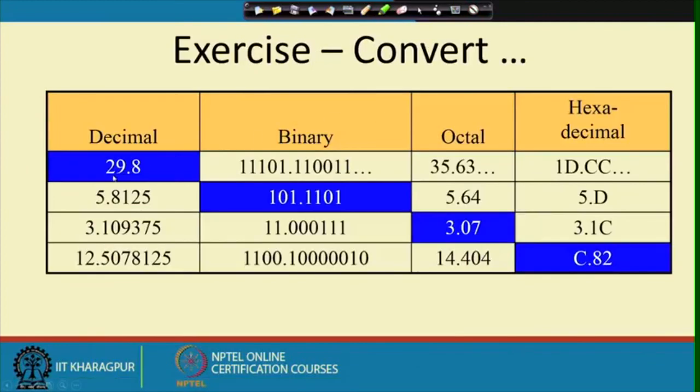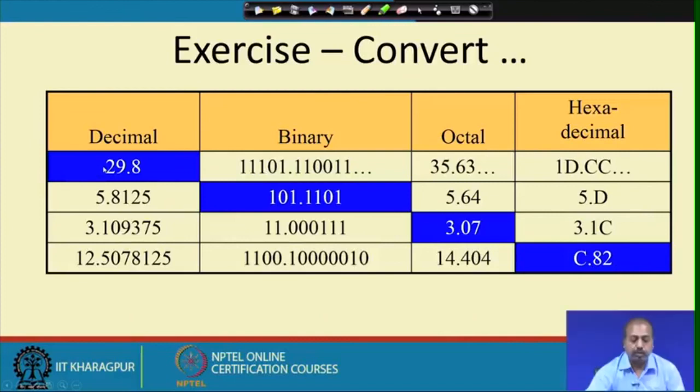So, this is an exercise: 29.8. Convert 29 into binary, and for 0.8 we go on multiplying by 2. 0.8 into 2 is 1.6, so you get the 1 here. Now 0.6 remains, multiplied by 2 gives 1.2, so again a 1. Now 0.2 remains, multiplied by 2 is 0.4, so you get a 0. That 0.4 multiplied by 2 gives 0.8, so that 0 comes here. The 0.8 multiplied by 2 gives 1.6 again, and the 1 comes here. That way it goes on. This way we can convert decimal numbers into binary numbers.